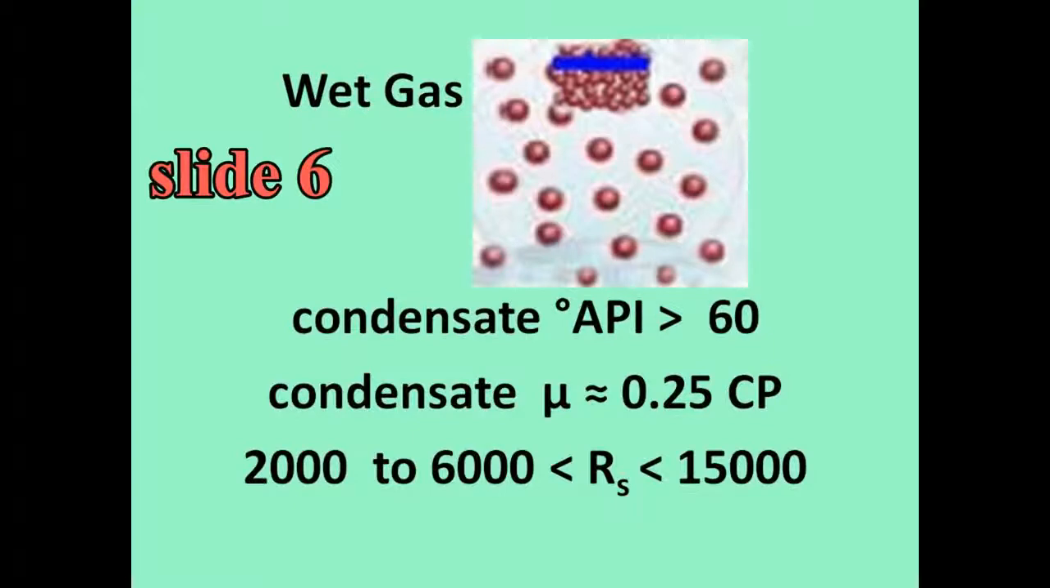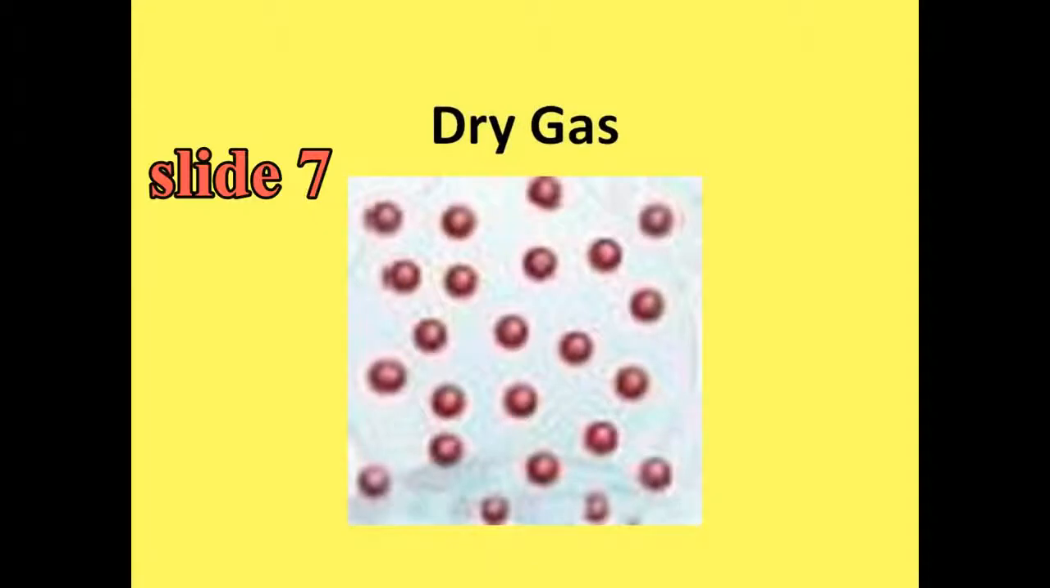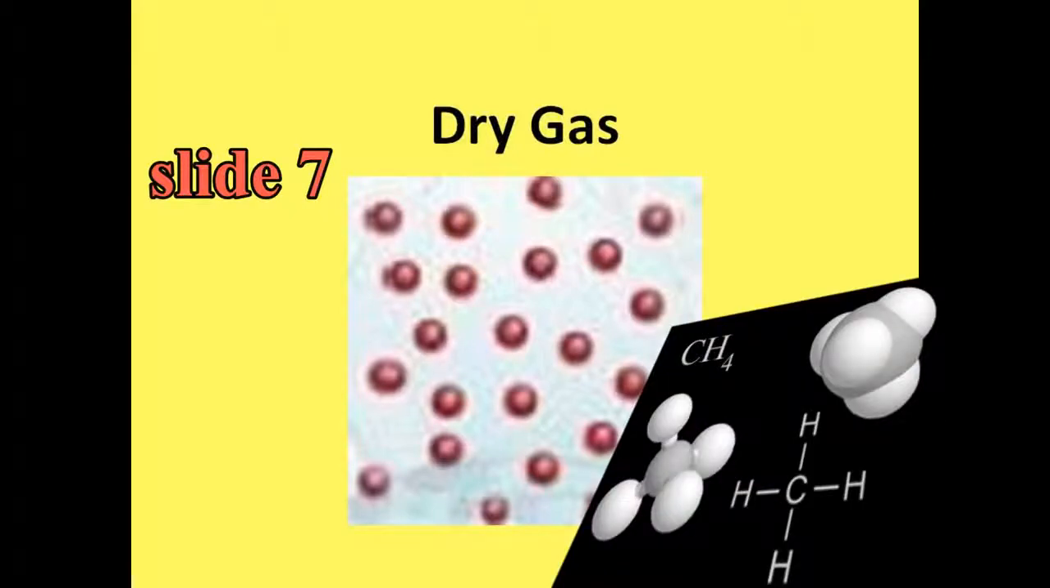In slide 6, wet gas is in a gaseous state in the reservoir, but some condensate, which may include water, will form at the surface. Slide 7 represents the classification of dry gas. Made up mostly of methane, dry gas produces no condensate. Notice here that there are no numbers for API gravity nor mu. API gravity approaches infinity and mu approaches zero. Because there are no liquids, beta and RS are meaningless.